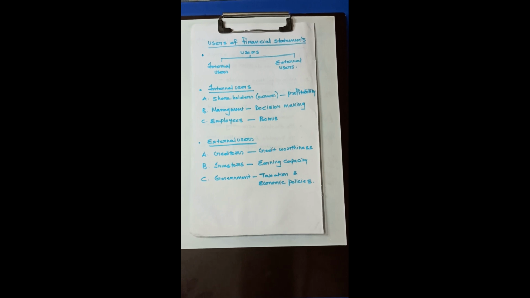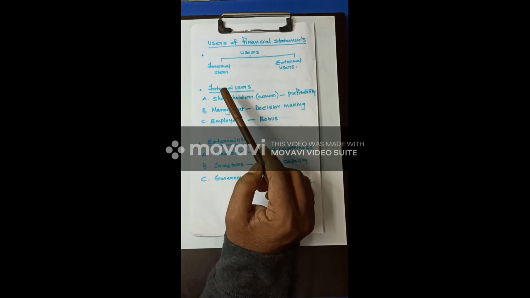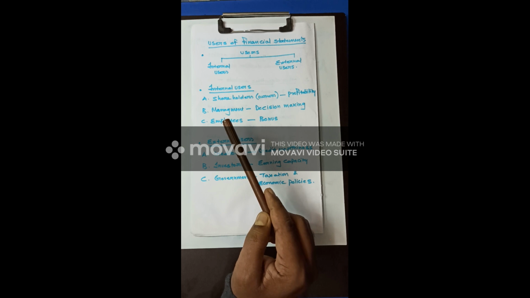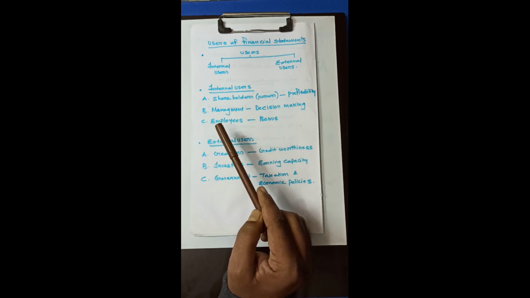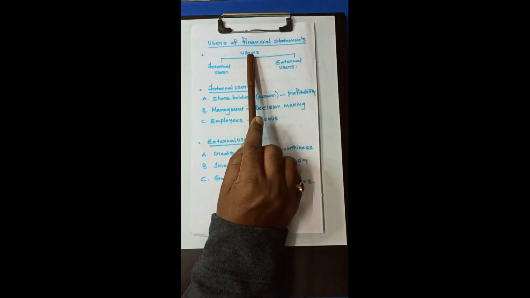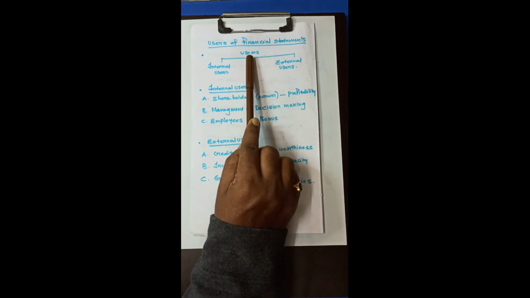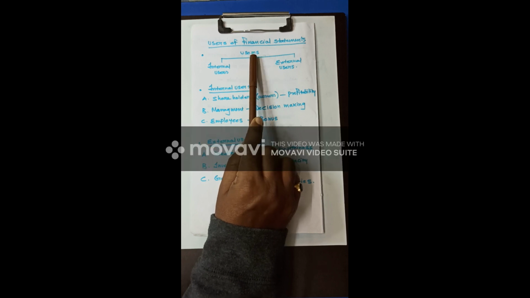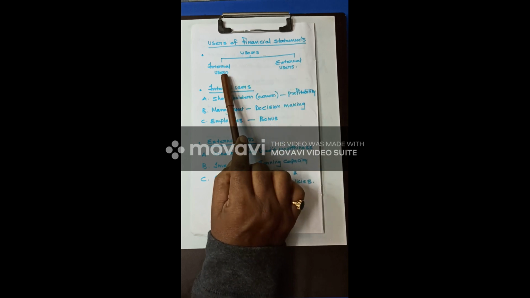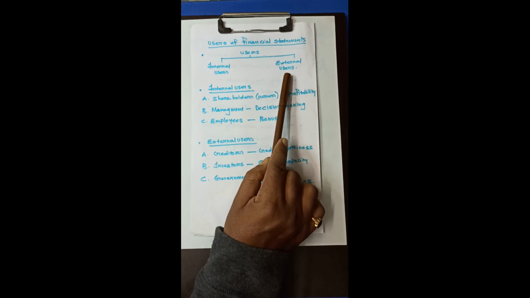And now finally we come to who are the users of these financial statements. We have taken the effort to prepare all these financial statements like the balance sheet and the statement of profit and loss account. Now, who are the people who are exactly going to use the data stored in the financial statements? The users can be classified as internal users and external users. Internal users are the people who are within the organization. External users are those people who are outside the business organization.